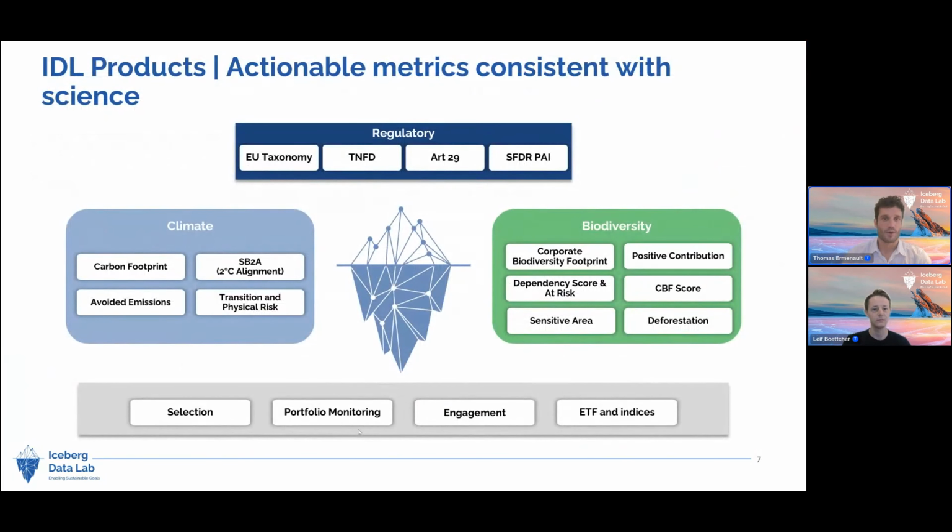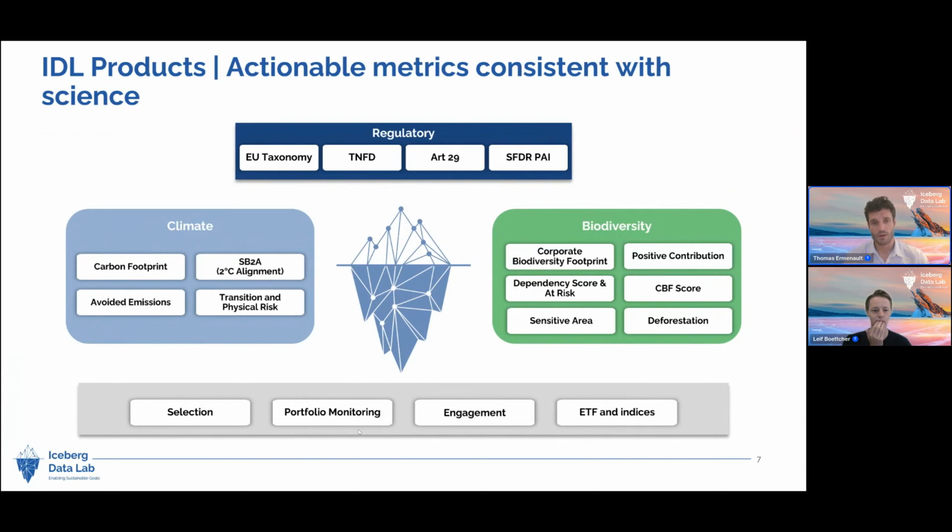So our offering is, on the one hand, climate, on the left-hand side of the screen: carbon footprint, temperature, what we call SB2A, so the alignment of a company with the 2 degree of the Paris Agreement. On climate, we produce, of course, the carbon footprint of a company. We have also the avoided emission, which is something that is really demanded, and transition and physical risk.